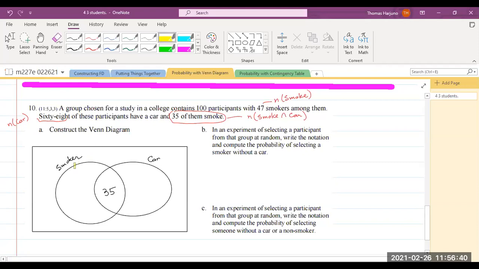Now there are a total of 47 smokers. So how many of these smokers don't have a car? The total of smokers is 47, right? 35 of them have a car. So the remaining 12 make up 47. The remaining 12 have no car. While of those having cars, 35 of them smoke, out of a total of 68. So the other 33 don't smoke.